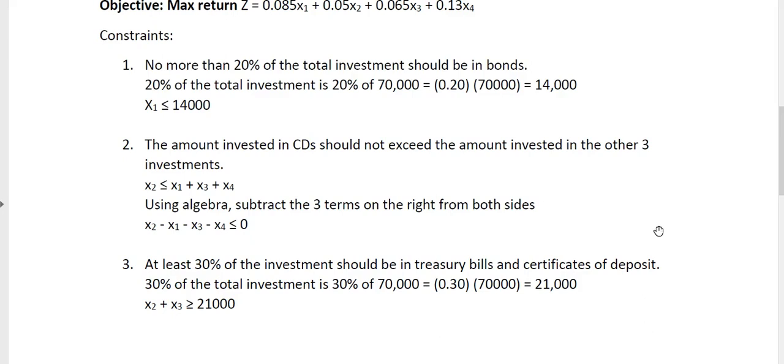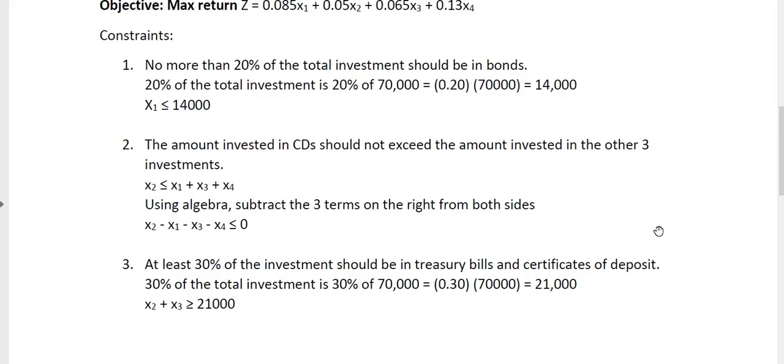The amount invested in CDs, which is X2, should not exceed, less than or equal to, the amount invested in the other 3. Well, the other 3 is X1 plus X3 plus X4. Now, using algebra, we're going to subtract X1, subtract X3, subtract X4 on both sides of that less than symbol, which will make them negative on the left side. And when you subtract everything on the right side, we have 0.